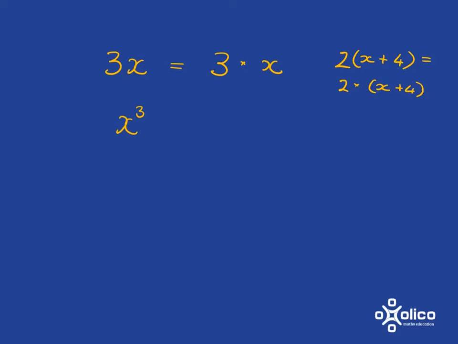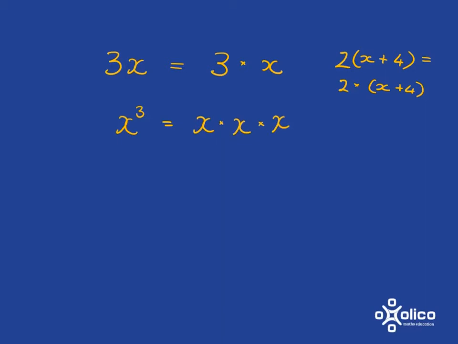A very different story to 3x is x cubed. X cubed, that exponent means that you've got x times x times x. X multiplied by itself 3 times.